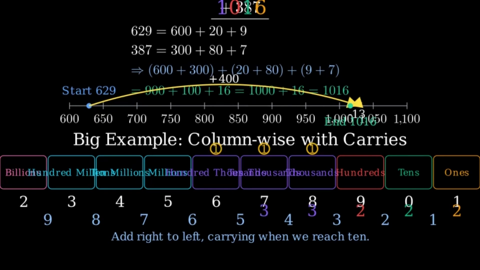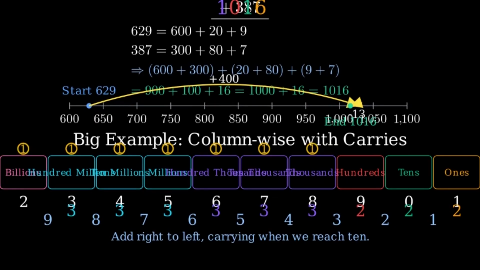6 plus 6 plus 1 carry equals 13. Write 3, carry 1. Millions, 5 plus 7 plus 1 carry equals 13. Write 3, carry 1. 10 millions, 4 plus 8 plus 1 carry equals 13. Write 3, carry 1. 100 millions, 3 plus 9 plus 1 carry equals 13. Write 3, carry 1. Billions.